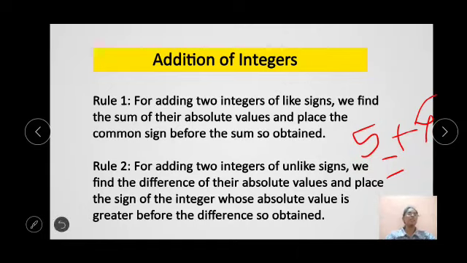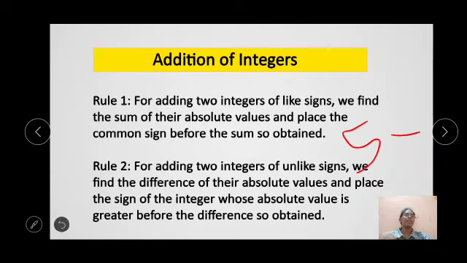Same way, if we have one positive and one negative integer, suppose 5 minus 4. Here the absolute value of 5 is 5, and the absolute value of minus 4 is 4. Now you have to take the subtraction. Means 5 minus 4, it gives 1. And then put the sign of the greater number or greater integer. So sign will be positive. So answer will be 1.